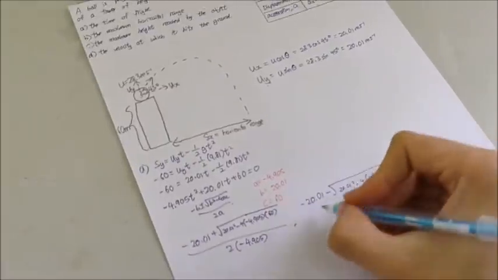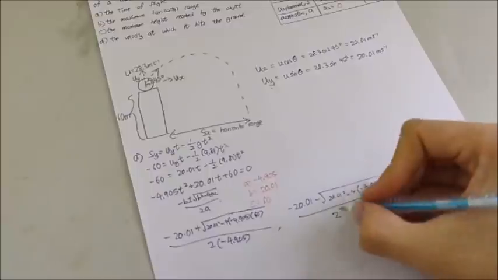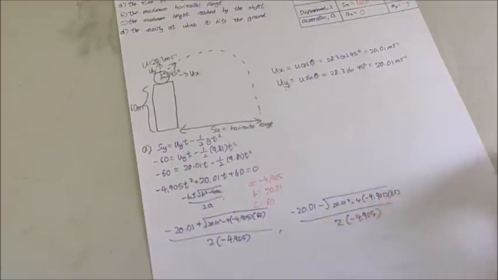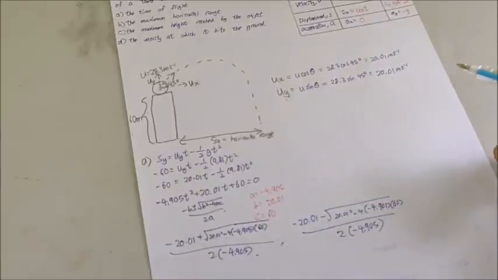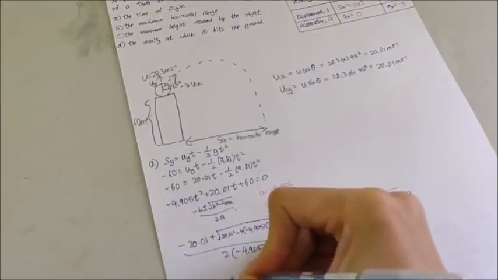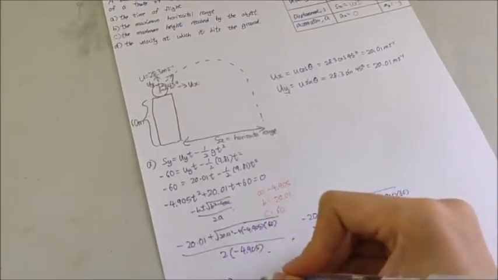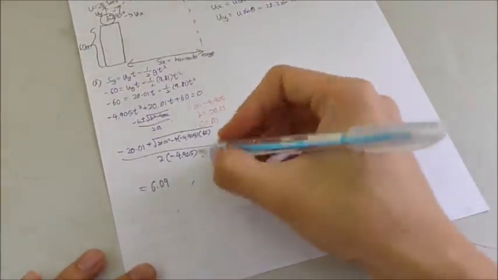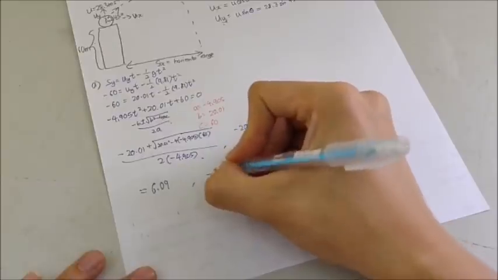Bracket 60 over 2 negative 4.905. Alright, so we can get two values. This value is equal to 6.09. And this value is equal to, you can use a calculator, sorry, negative 2.